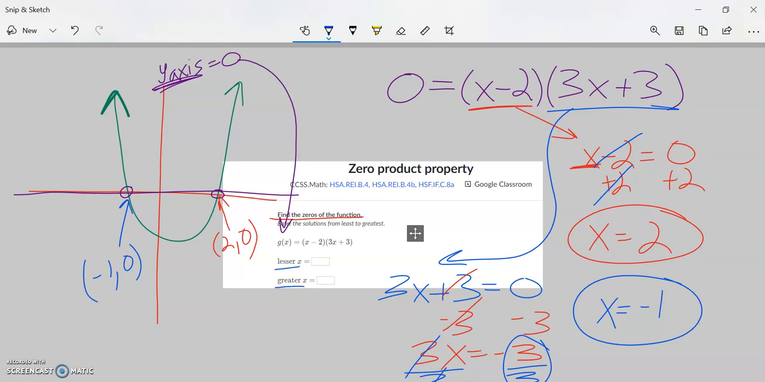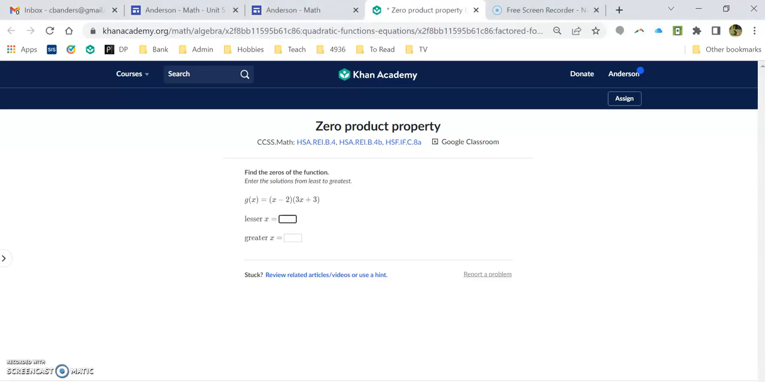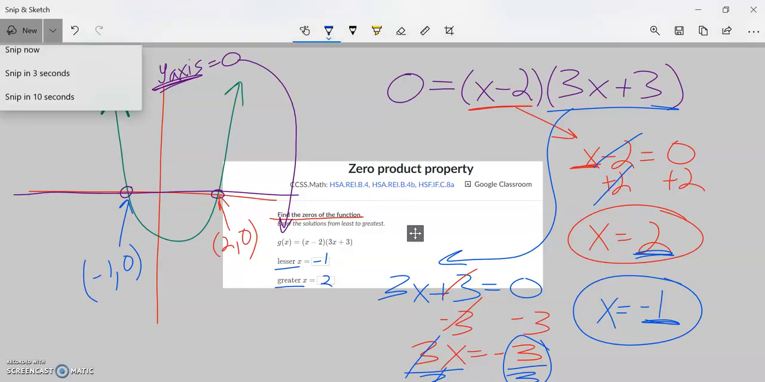Now for the lesser and greater, look at your two zeros. We have one at 2 and the other one at negative 1. Which number is smaller? Well, negative 1 is smaller and 2 is greater. So negative 1, sorry, that's backwards. Negative 1 and 2 would go there. Do one more of these. All right, one more, and then I'm going to end this video.